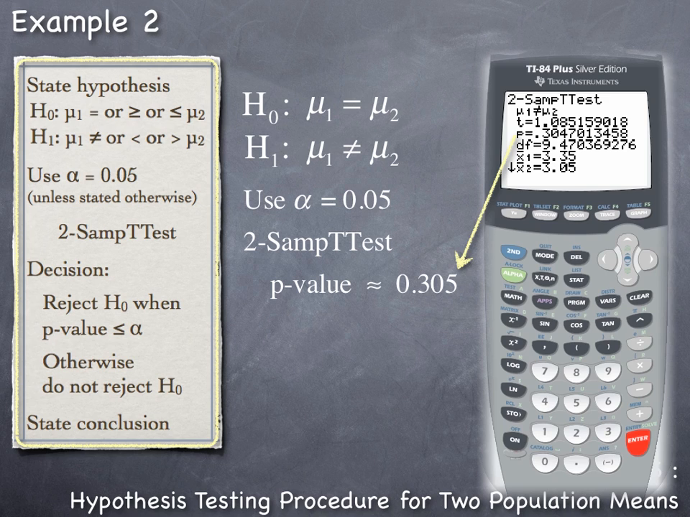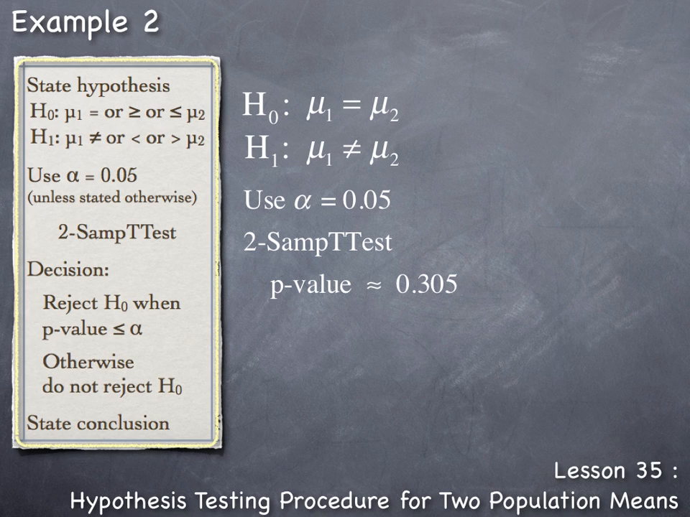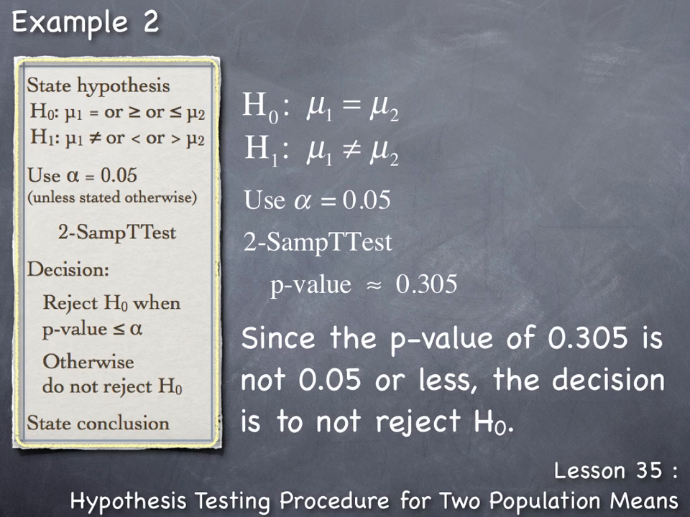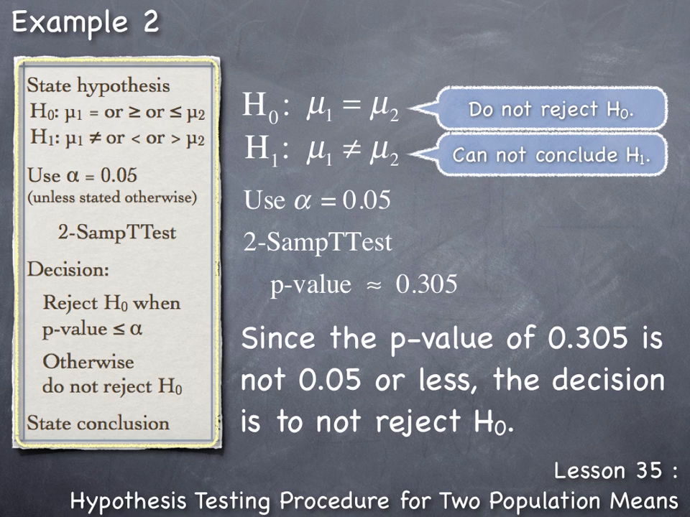So now that we have our p-value, we can make our decision. Since the p-value of 0.305 is not 0.05 or less, the decision is to not reject H0. In this case, we do not reject H0 because we do not have enough evidence to contradict it. And when we do not have enough evidence to contradict H0, that also means we do not have enough evidence to conclude H1.